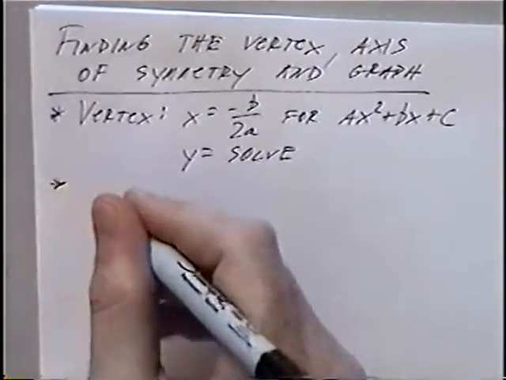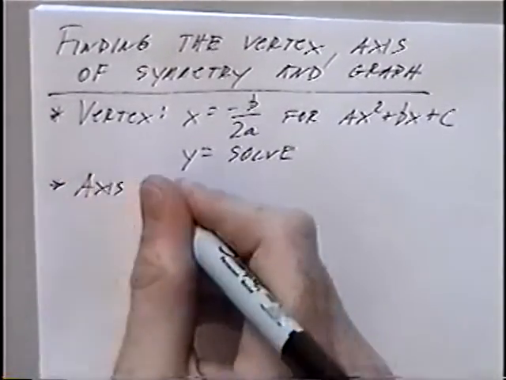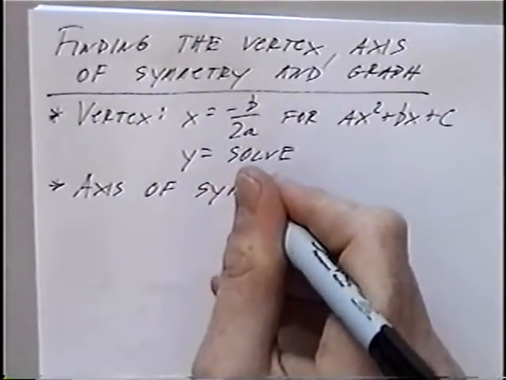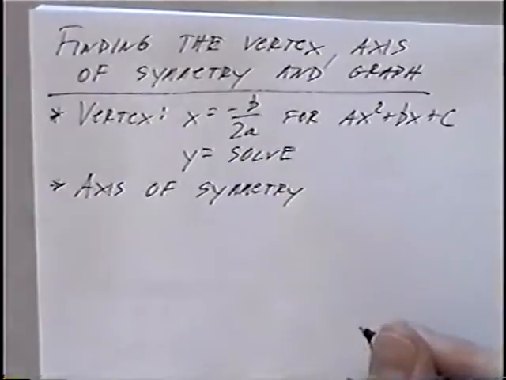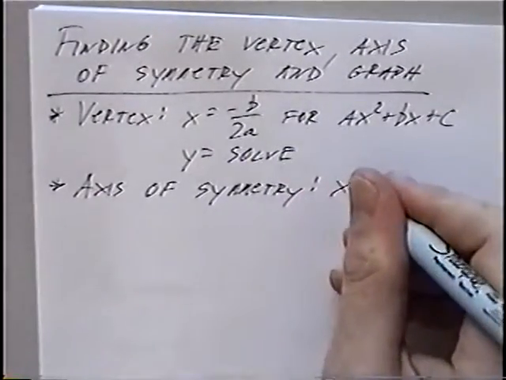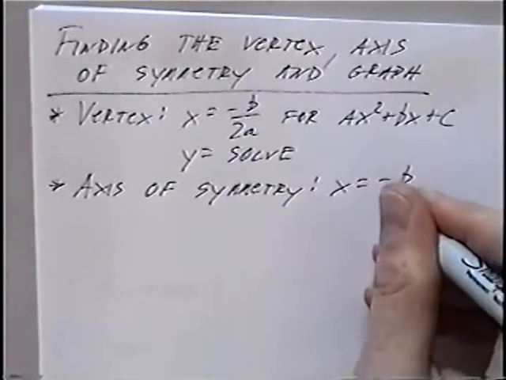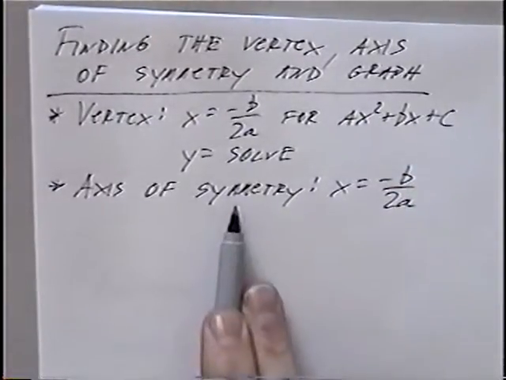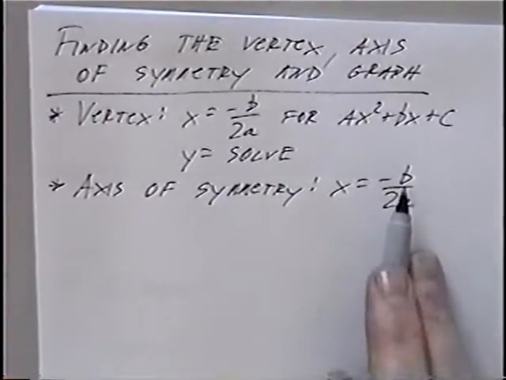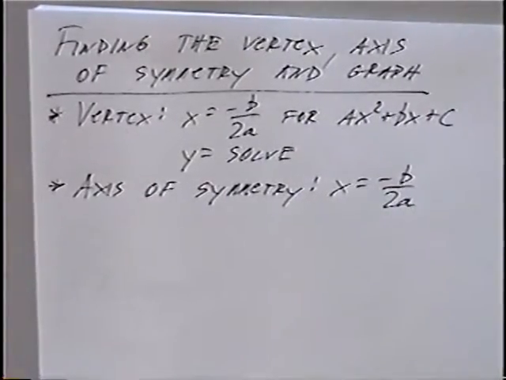Second definition, the axis of symmetry. The axis of symmetry will be the same as the vertex, x equals negative b over 2a. Symmetry means one side of the graph will be the same as the other side, and the line that cuts it in half would be negative b over 2a.